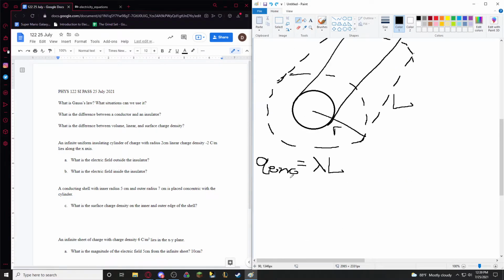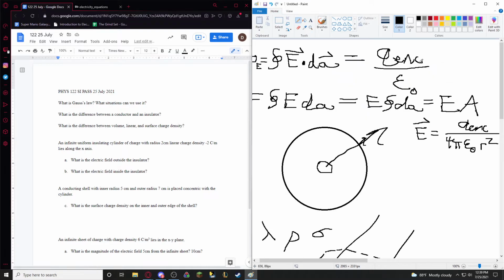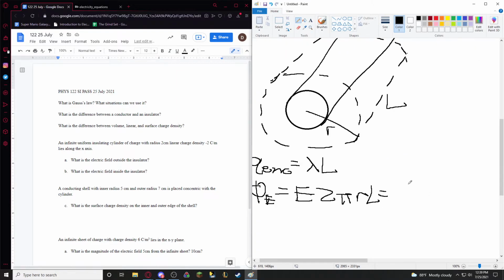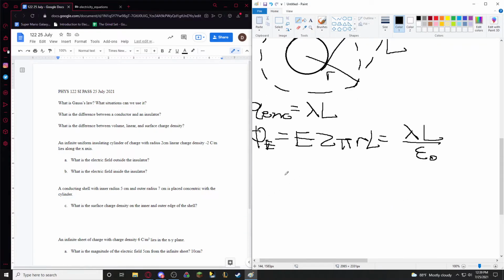So you said Q enclosed is equal to lambda L, and then our flux is equal to our E times the area, which is 2 pi RL. That's our solved integral, which is equal to Q enclosed over epsilon naught, right? Lambda L over epsilon naught. Okay, now we just solve. That all gets simplified to E equals 2k lambda over R.